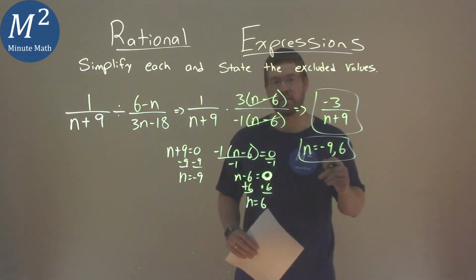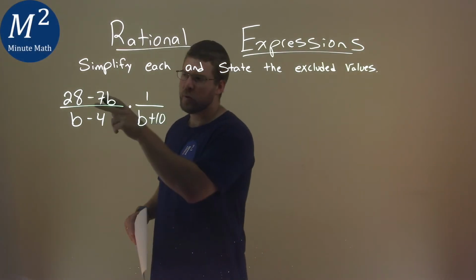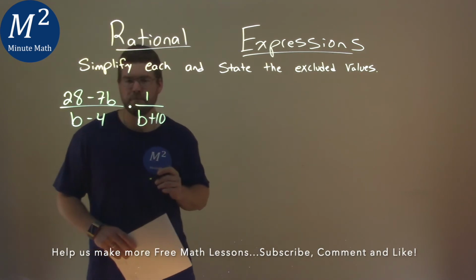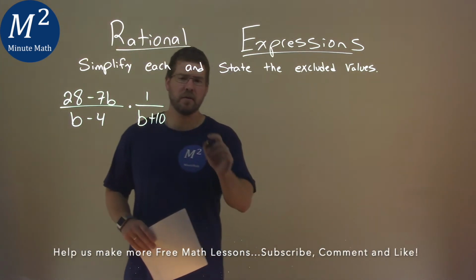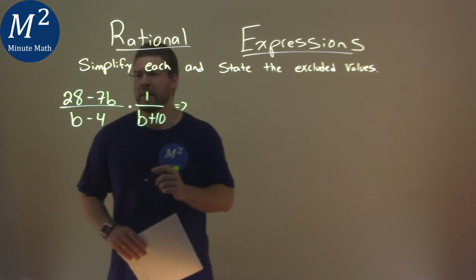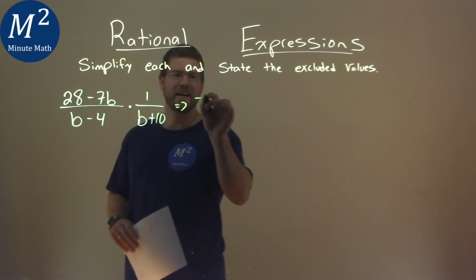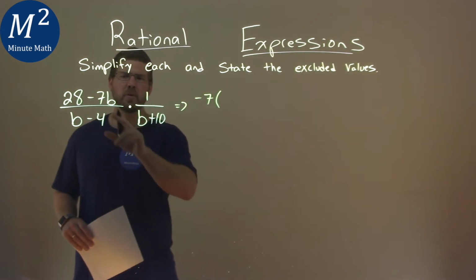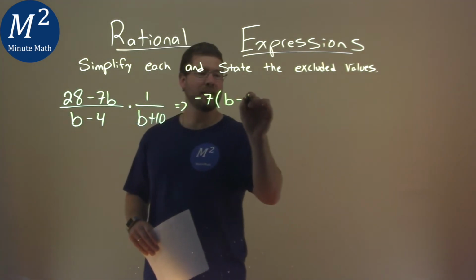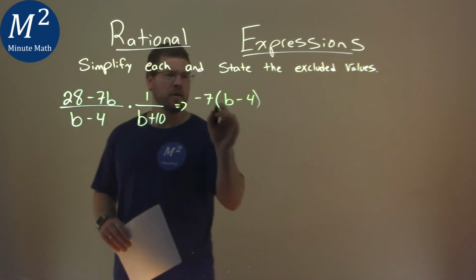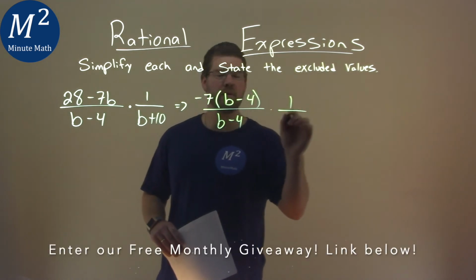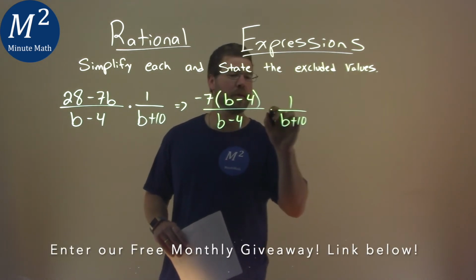We're given this problem right here, 28 minus 7b over b minus 4 times 1 over b plus 10, and we need to simplify this and state the excluded values. Let's go simplify first. This numerator, 28 minus 7b, I'm going to pull out a negative 7. It's making it kind of tricky. If I pull out a negative 7, I'm left with a positive b from here and a negative 4 from the 28. Put that over b minus 4 here, and then we keep the rest, 1 over b plus 10 being multiplied.